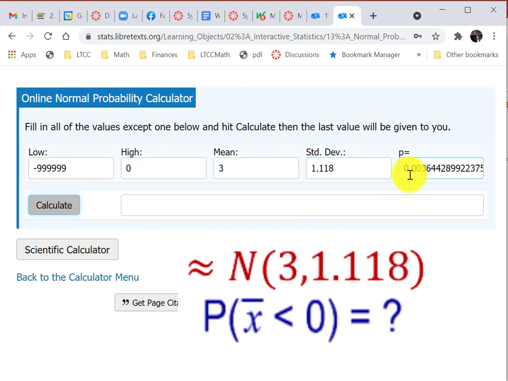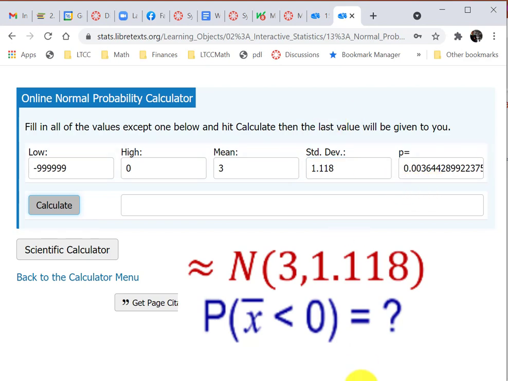Notice it's a very small probability. It's 0.003644 about. So that's one of the main reasons why you want a diversified portfolio with many different stocks instead of putting all your eggs in one basket. Because if you're worried about losing money, you have a very small chance of losing money if you invest for a long period of time in many different stocks.